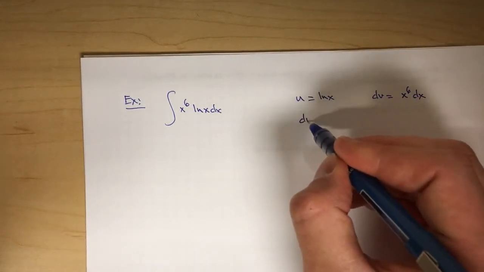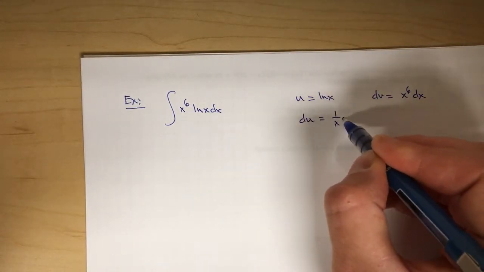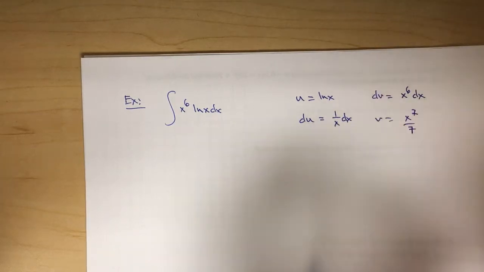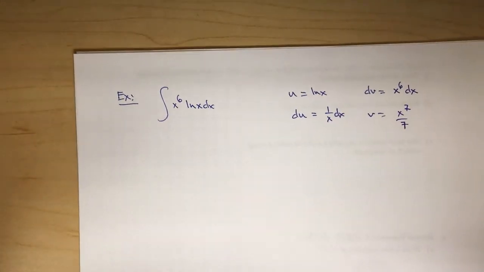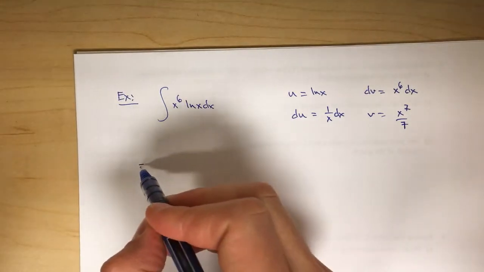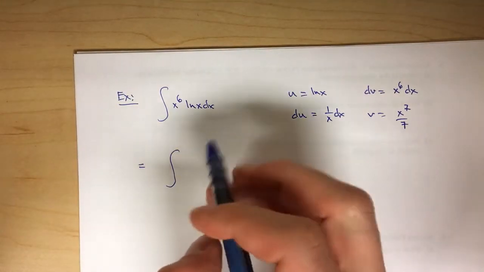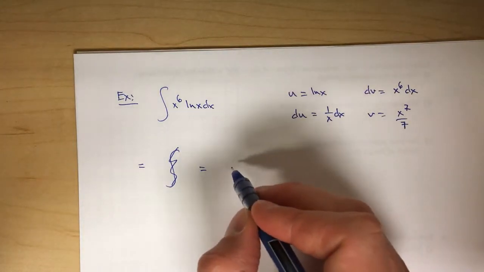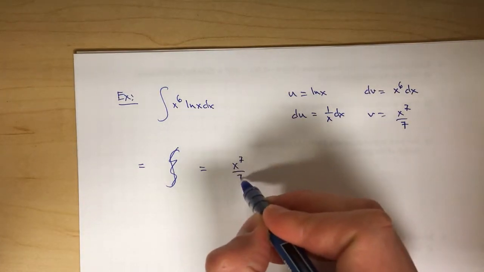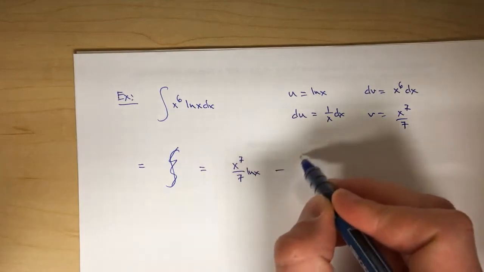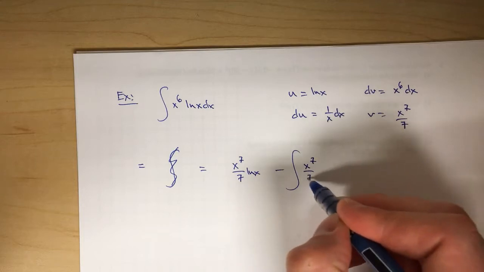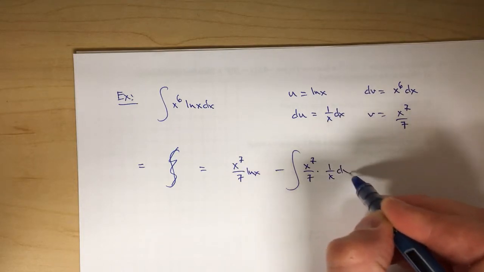Now this means that du would be 1 over x dx, and that v would be x to the seventh over 7. So using that, I'm going to see if I can rewrite this. This should be the antiderivative... Nope. Should be uv, which is just x to the seventh over 7 ln x, minus the antiderivative of v du, which is x to the seventh over 7 times 1 over x dx.